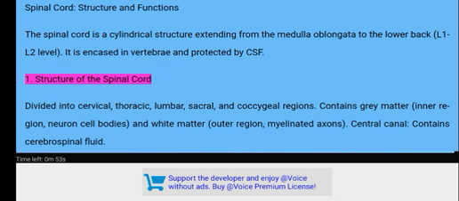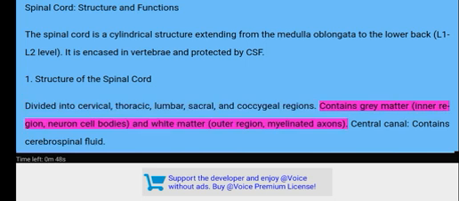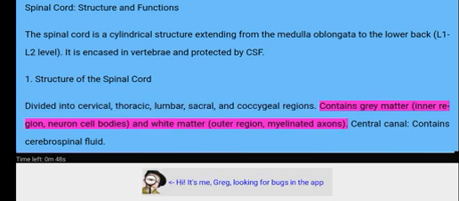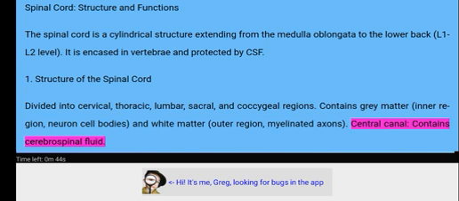1. Structure of the spinal cord. Divided into cervical, thoracic, lumbar, sacral, and coccygeal regions. Contains gray matter (inner region, neuron cell bodies) and white matter (outer region, myelinated axons). Central canal, contains cerebrospinal fluid.